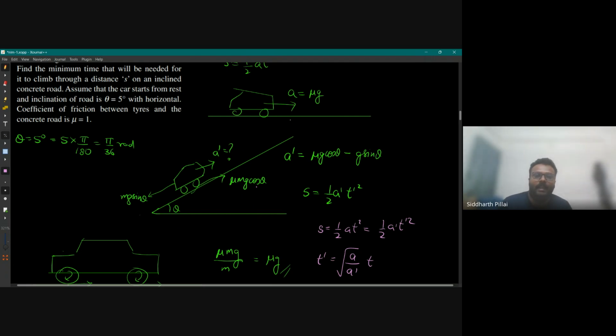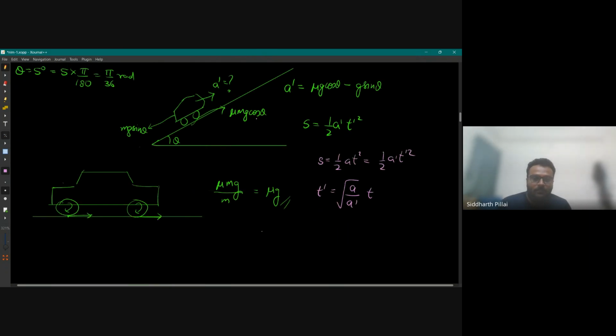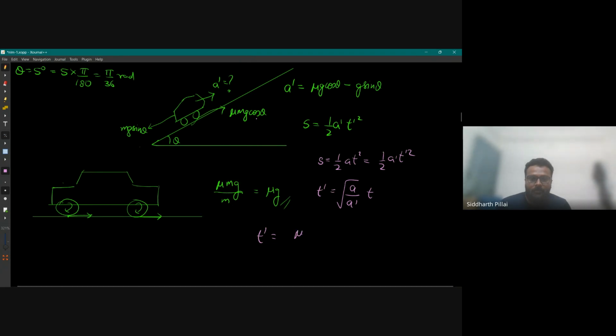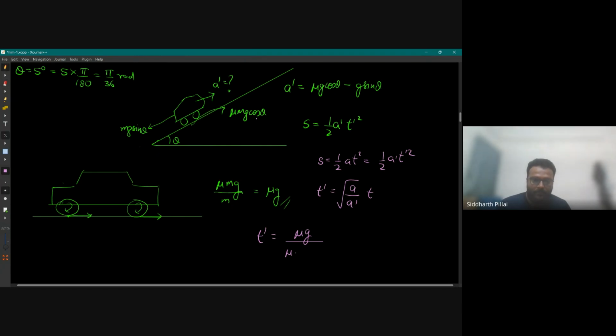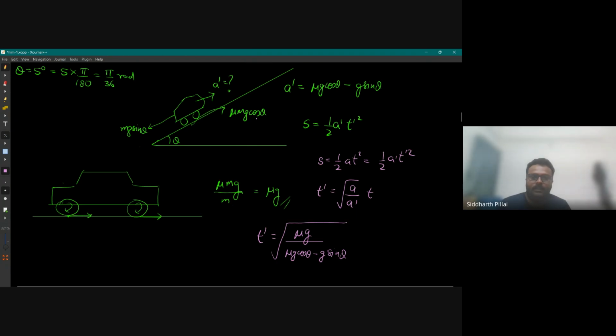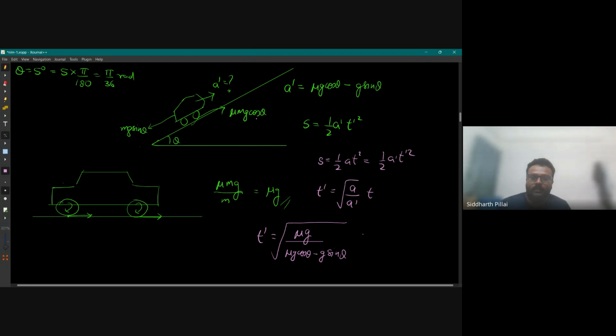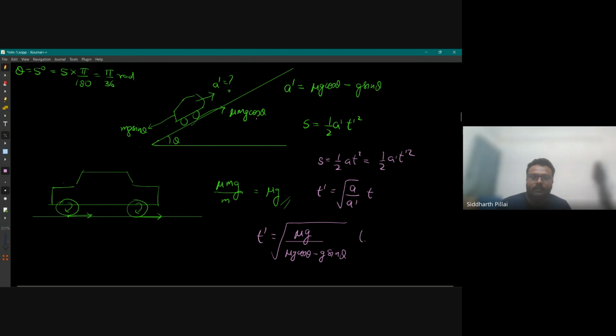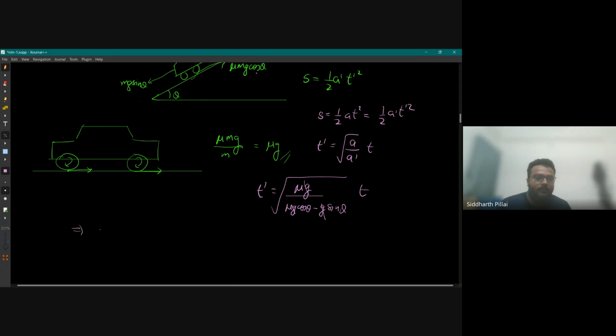We have written down what is a and a prime. So this becomes t prime is equal to mu g divided by mu g cos theta minus g sine theta. This is inside the root. This is t. G you can cancel everywhere. Mu value is 1. So basically you have t prime is equal to t by square root of cos theta minus sine theta.